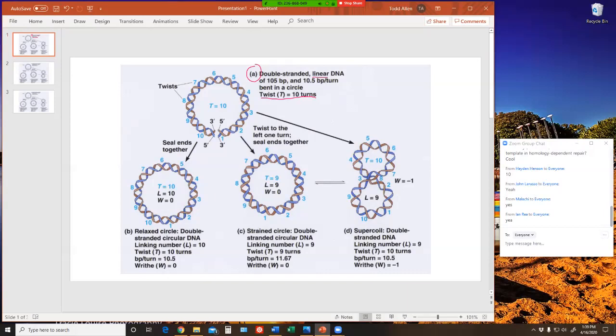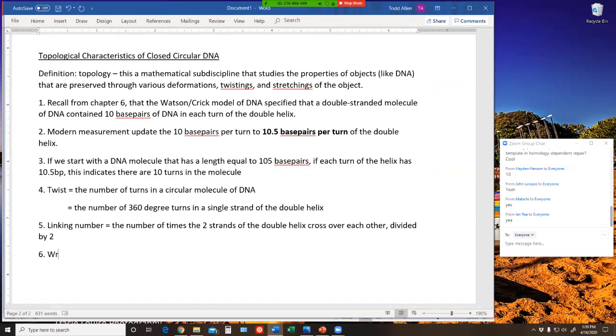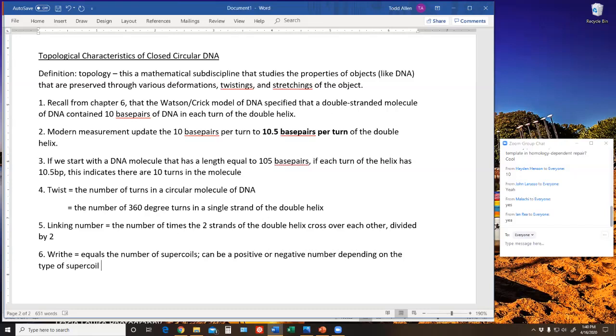Okay, let's define that. We'll come back and talk about it even more. And just so you see that I'm not completely insane, your book does talk about linking number on page 215, so I'm not giving you too much more than what your book is suggesting, although I am giving you a little bit more. So writhe equals the number of supercoils. Now this can be a positive or negative number, depending on the type of supercoil we observe.